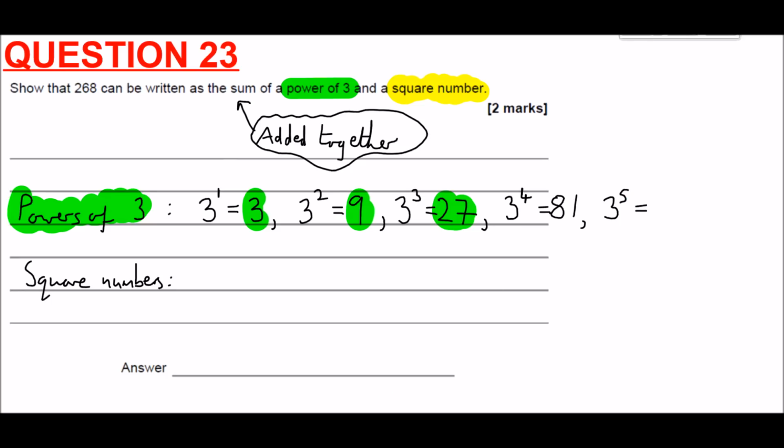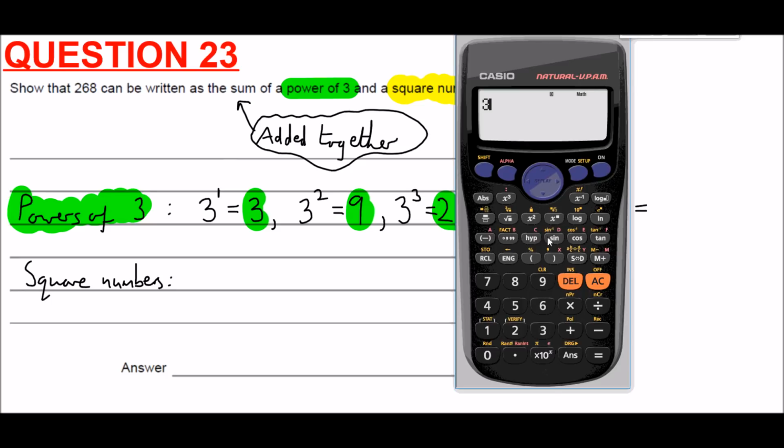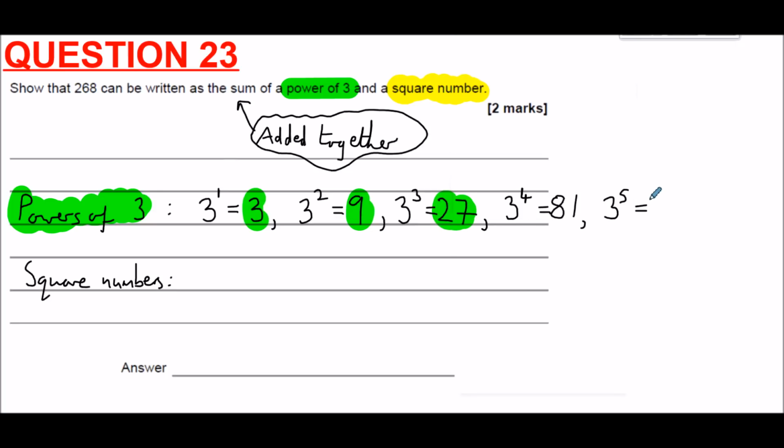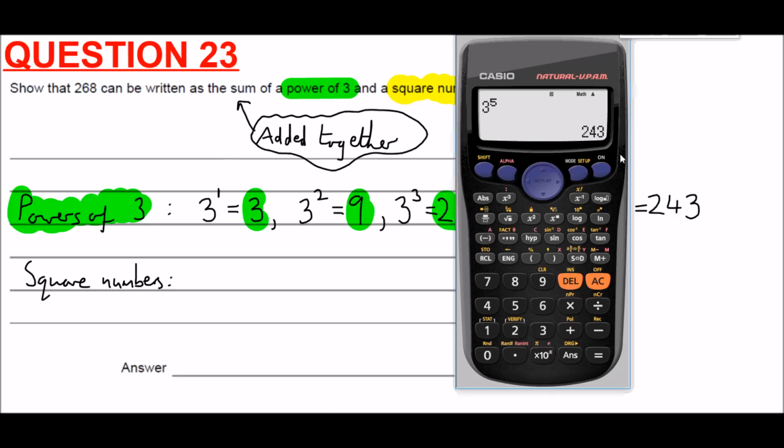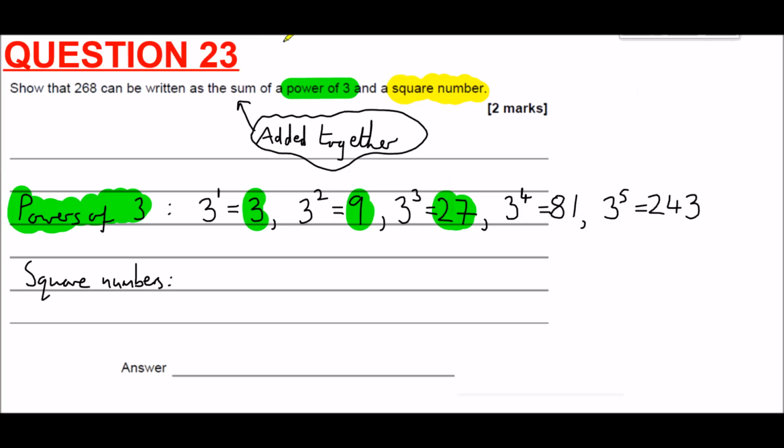And 3 to the power 5 equals 243. Now if we did 3 to the power 6, that'd be way too big. I'll show you though just to make sure. But you can see it. 3 to the power 6 is 729. We don't want to go beyond 268. And so these first 5 powers of 3, somewhere in these is going to be the key to our answer. So these are the powers of 3.